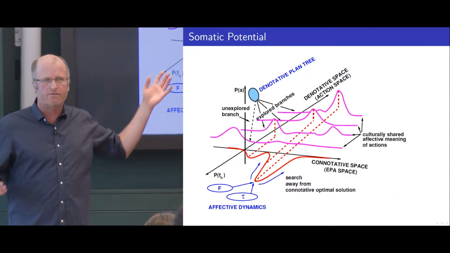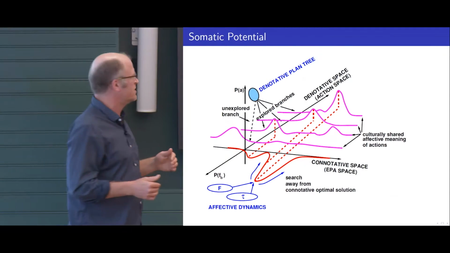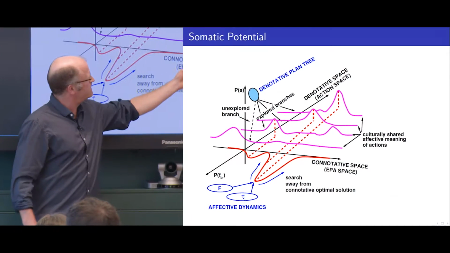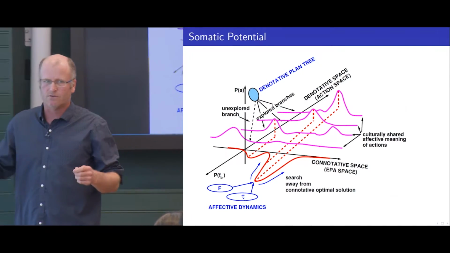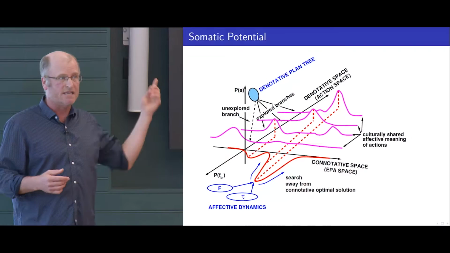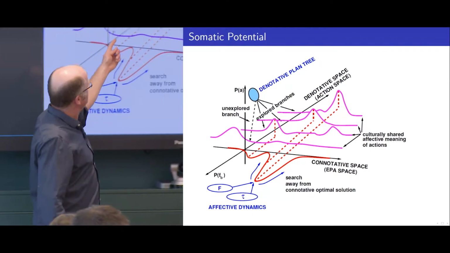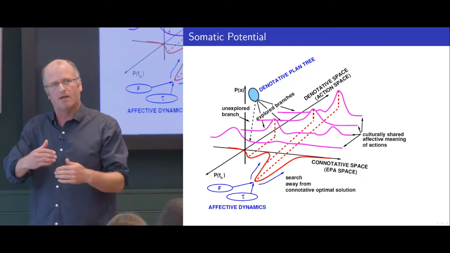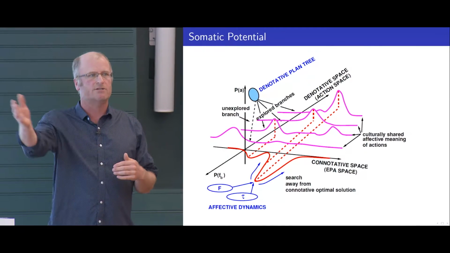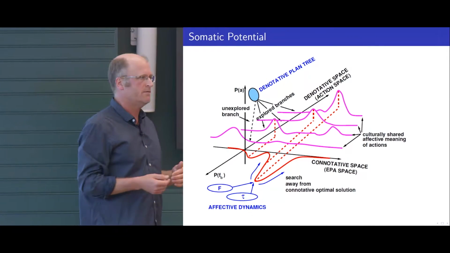Okay? This is a way of visualizing it. You can imagine a two-dimensional space where this axis is the connotative space, so these are my sentiments. So this is E, P, and A. And this is my denotative space, which is maybe a list of labels of all the actions that I could take. Okay? But it could be anything else.